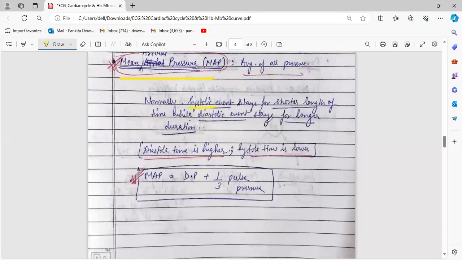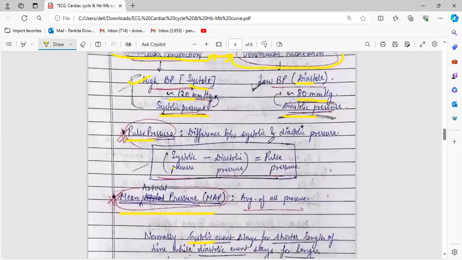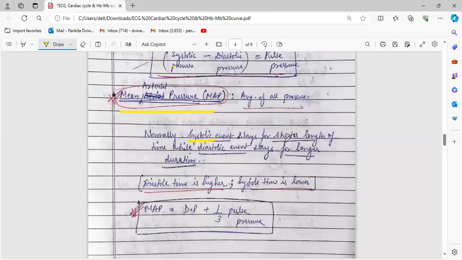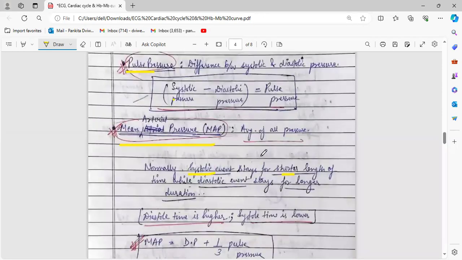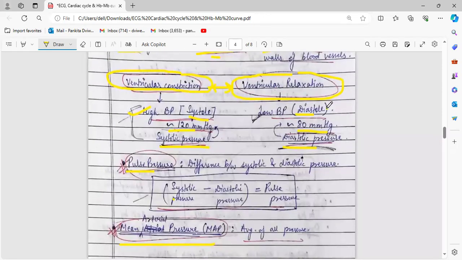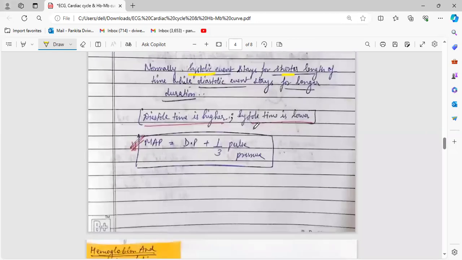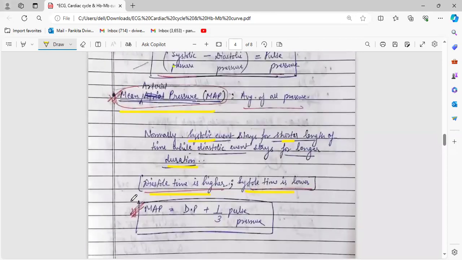And generally, systole, the ventricular constriction, is for a shorter period of time, while the diastole or the ventricular relaxation happens for a longer duration. Diastole time is higher and the systole time is lower. This is the formula for mean arterial pressure, wherein the MAP is equal to diastolic pressure plus 1/3 of pulse pressure.